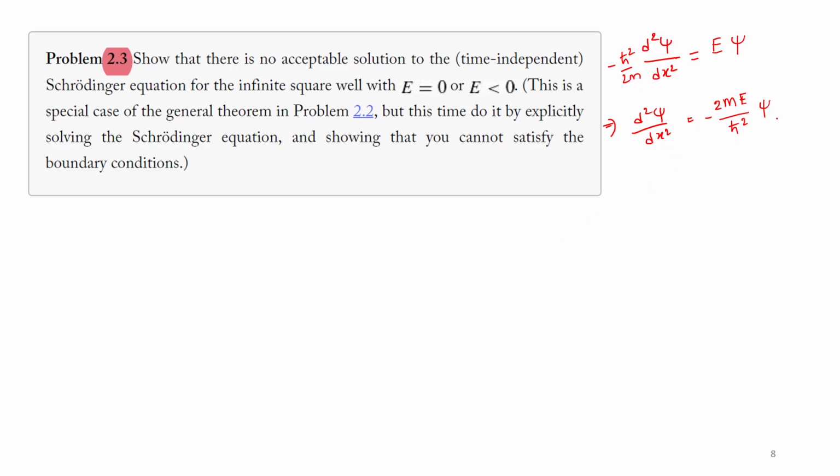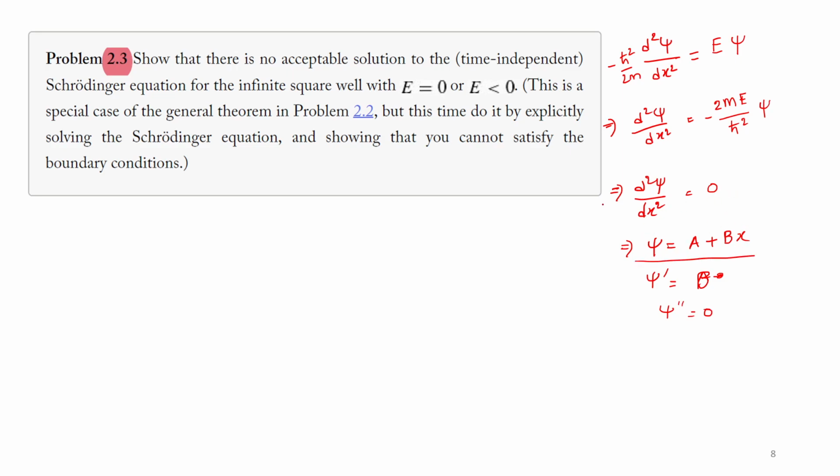Suppose E is equal to 0, then mathematically what will happen? d2 psi by dx square will be 0, right? When we solve it, it will be something like a plus bx. Then psi dash, which is d psi by dx, will be b, and the psi double derivative will be 0. So it will be something of that form.